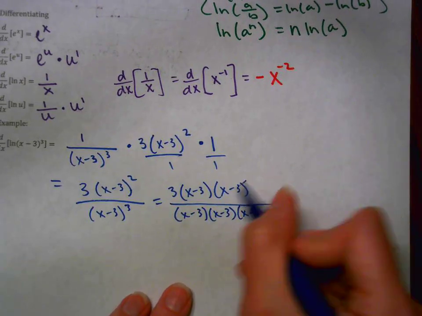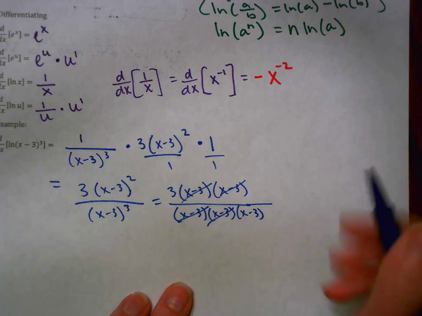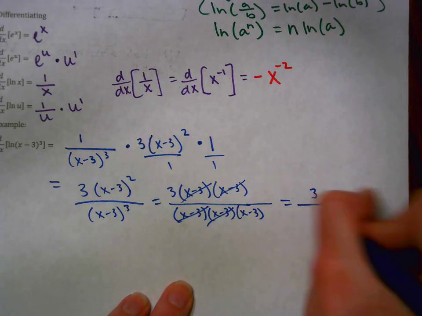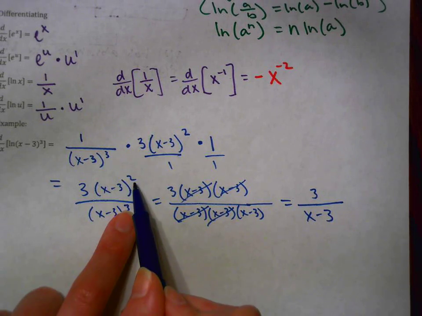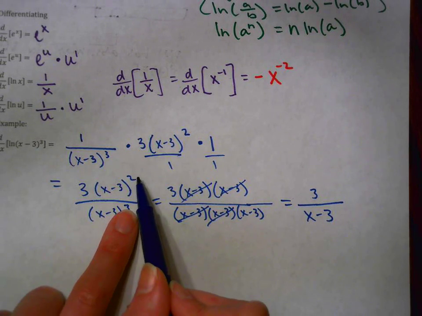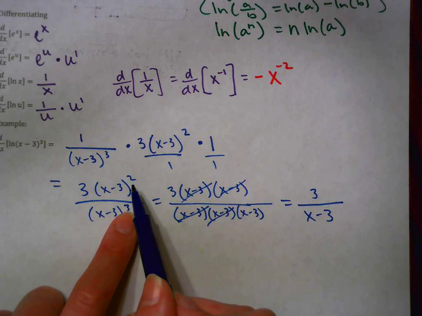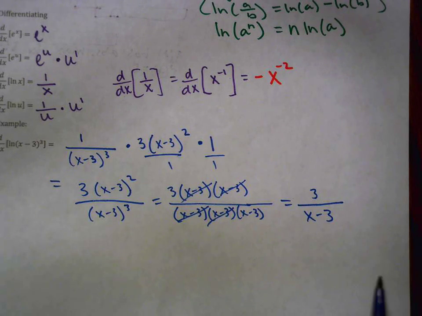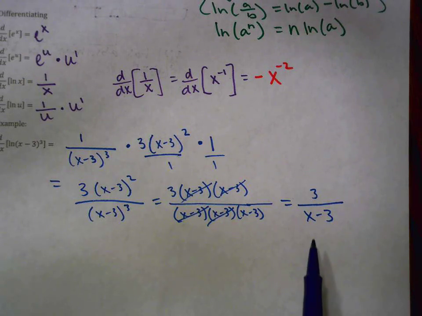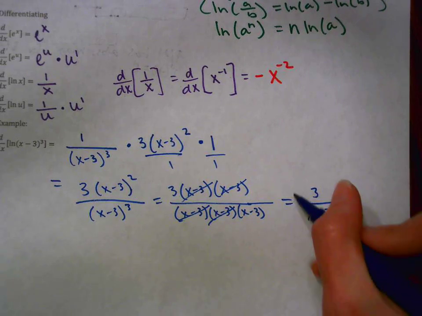So that means 2 of these cross off with 2 of these, so you're left with 3 over x minus 3. Could you have used exponent rules here as well? Right, 2 minus 3 is negative 1. So since it's negative, that means it's on the bottom. And that is your derivative. That's as far as you can simplify.